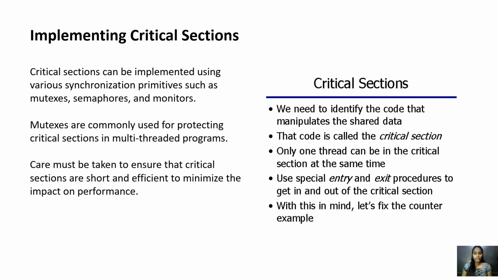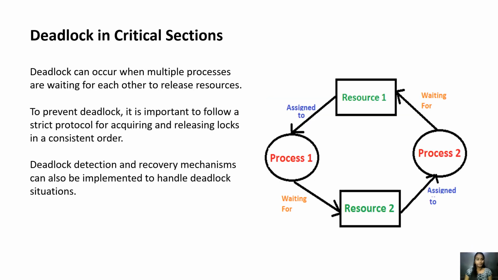Critical sections. We need to identify the code that manipulates the shared data. That code is called the critical section. Only one thread can be in the critical section at the same time. Use special entry and exit procedures to get in and out of the critical section. With this in mind, let's fix the counter example.